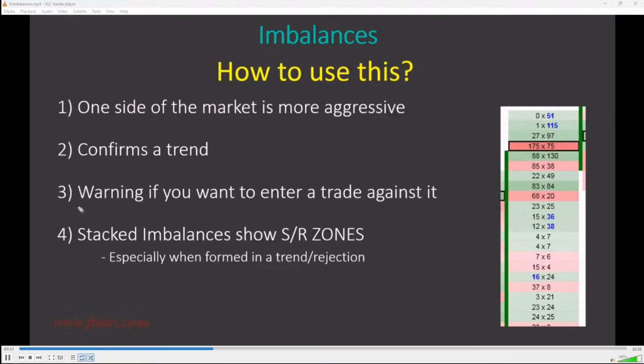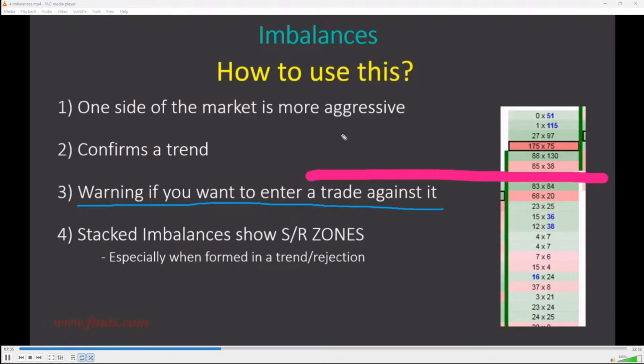Imbalances can also help as a warning if you want to enter a trade which goes against those imbalances. So imagine you have a short level somewhere in here. Let's say this is your short level, this is a resistance, and you want to go short from there, but you see that there are a lot of buying imbalances going against your short. Imagine there are a lot of buying imbalances, for example, also in here. Then you see that the buyers are pretty aggressive, they're pushing price upwards, and especially that the buyers are way more aggressive than the sellers.